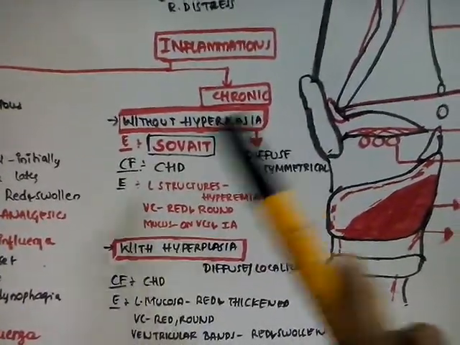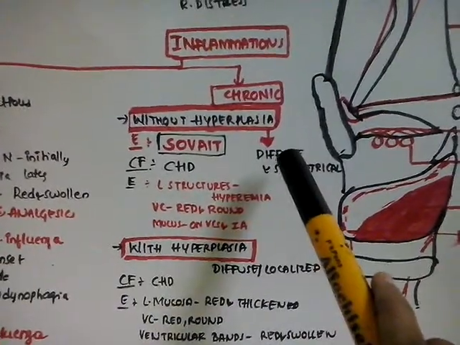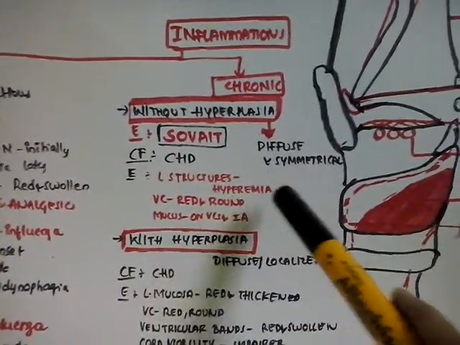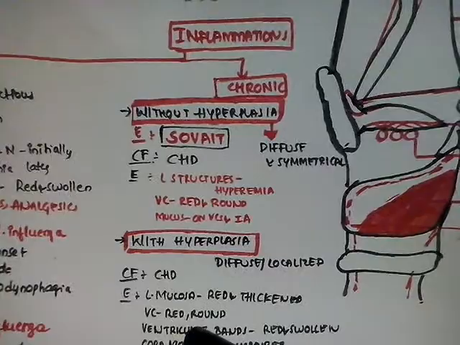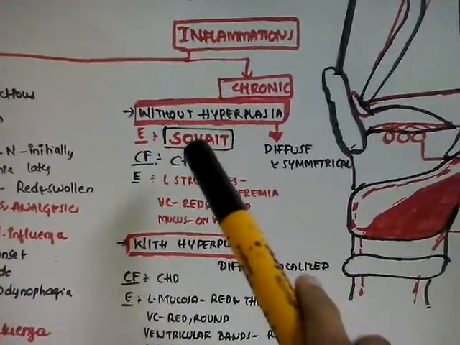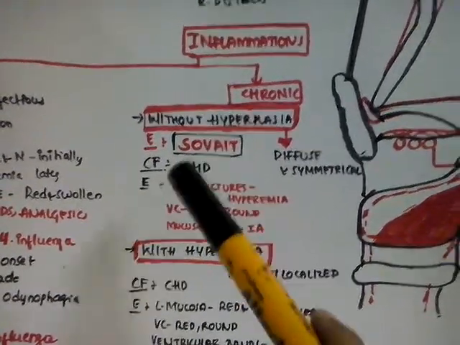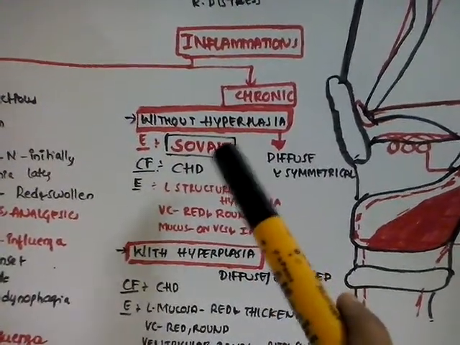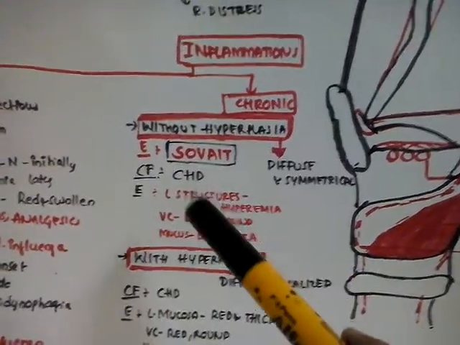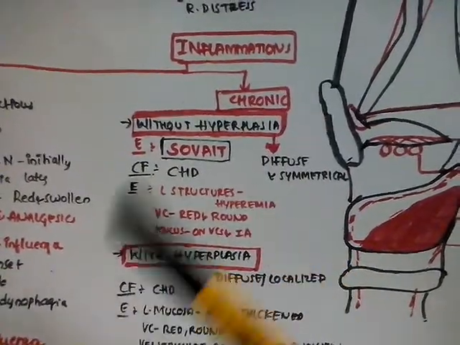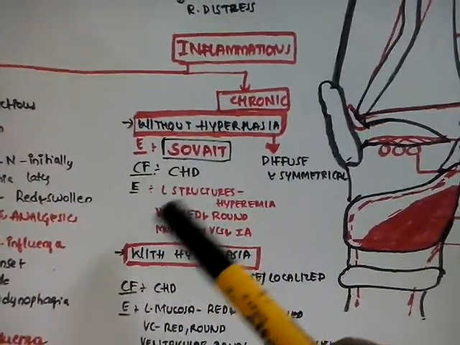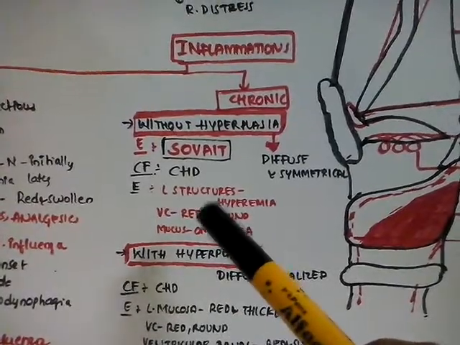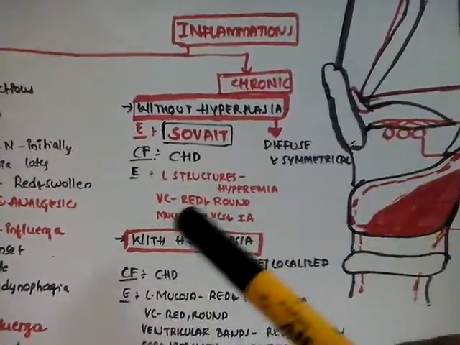Etiology, to remember: it is without hyperplasia, so wait till it gets hyperplastic. So wait: S for smoking, O for occupational, V for vocal abuse, A for alcohol, I for infections, T for trauma. Clinical features are common to both: CHD, cough, harshness of voice, discomfort in throat.